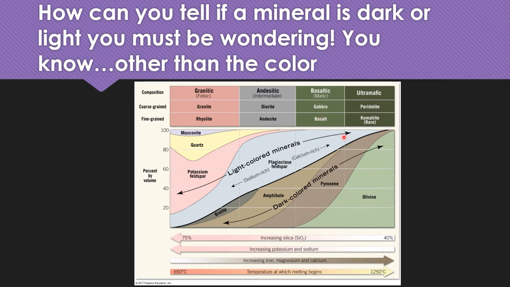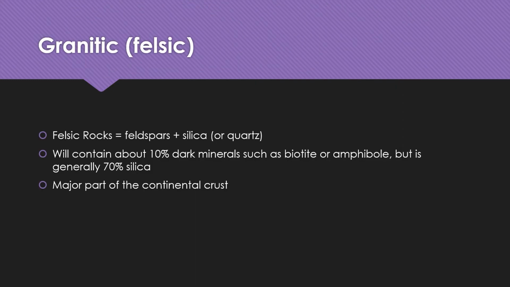Ultramafic is pretty much all olivine with some pyroxene and some plagioclase, whereas basaltic, you're going to have olivine, pyroxene, amphibole, and plagioclase. So granitic or felsic rocks are feldspar and silica, basically, quartz. They'll contain about 10% of dark minerals, but they're generally 70% light minerals. And the major part of the continental crust is granite. And we've all seen granite, whether it's on the side of the road, or being used for decoration in people's gardens. Granite is very, very common. Basalt is your mafic rock.